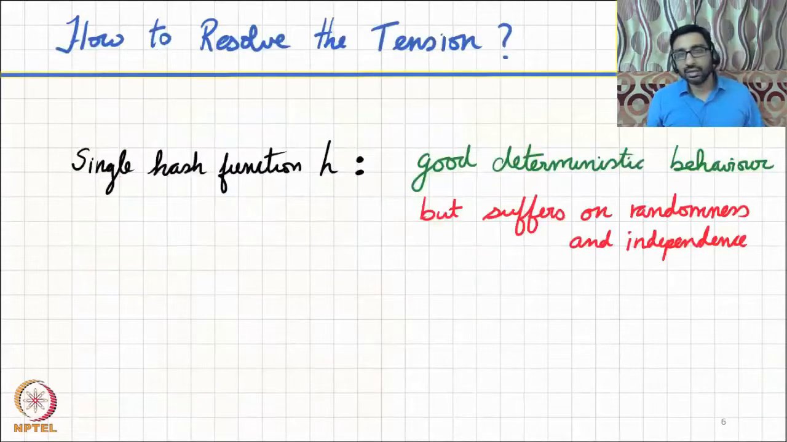And here's an idea for how to resolve this tension. Okay, now think about a single hash function. This is going to have good deterministic properties because it's a single function, so anytime you hash an item, it's always going to go to the same location. But when we choose a single function, it suffers on the randomness front because it's a single hash function. So how do we alleviate this situation?